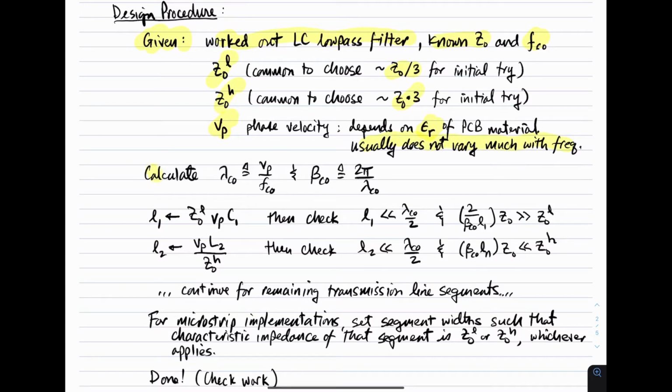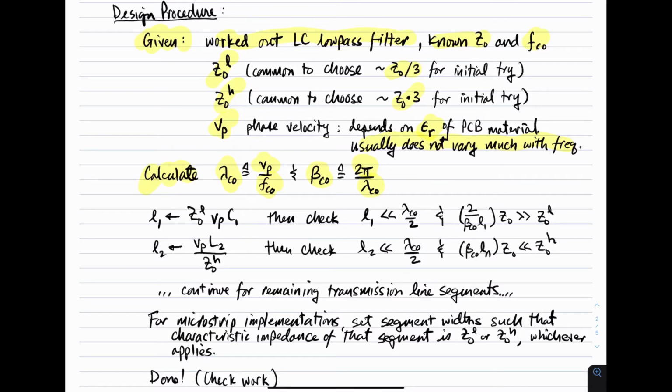All right, so the procedure goes like this. We're going to need to know the wavelength at the cutoff frequency. As mentioned before, that's the phase velocity divided by the cutoff frequency. And we're going to need to know the phase propagation constant at the cutoff frequency. That's just 2 pi over wavelength, or in this case, 2 pi over the wavelength at the cutoff frequency.